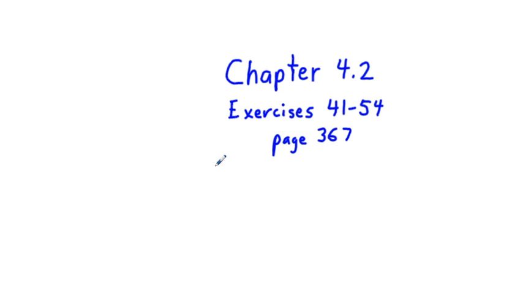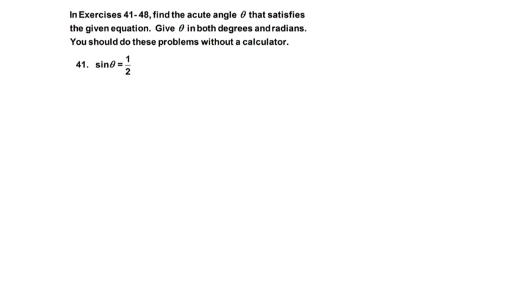Chapter 4.2, exercises 41 through 54. This section has to do with trigonometric functions of acute angles. And we're going to go over the odd-numbered set problems here and then leave the even-numbered for you to do.